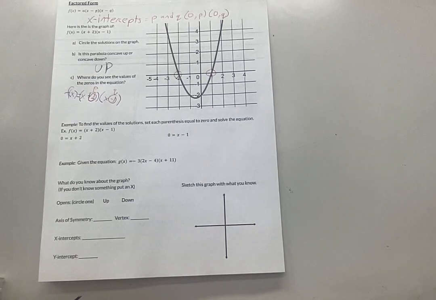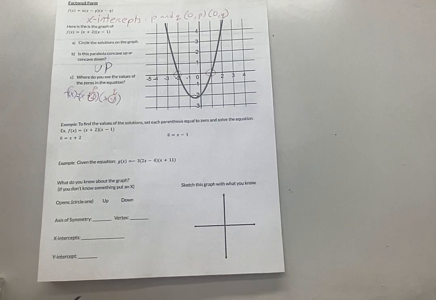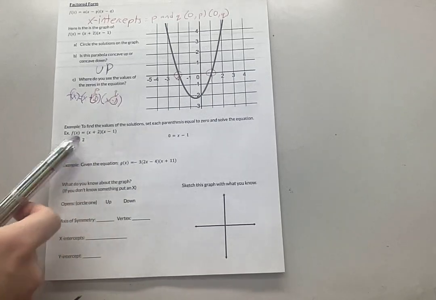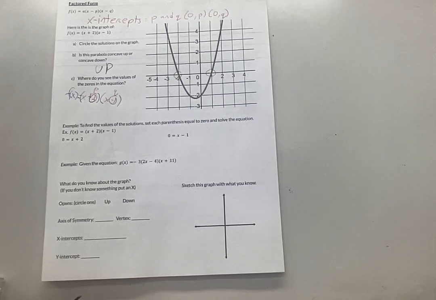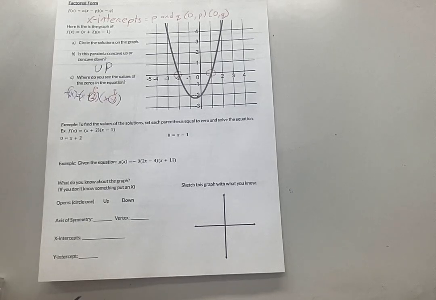And then another example, to find the values of the solutions, set each parenthesis equal to 0 and solve the equation. This is a way to find the solutions in an intuitive way, because if we set the parentheses equal to 0, then our y will equal 0, because anything times 0 equals 0. That's how we get our x-intercept, by making y equal to 0.